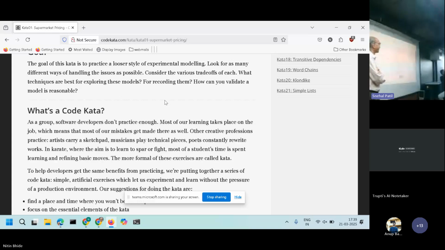So far we looked at what design is. We looked at the cyclic dependency. We looked at stable dependencies. We looked at the open-closed principle. We looked at the dependency inversion principle. Right.